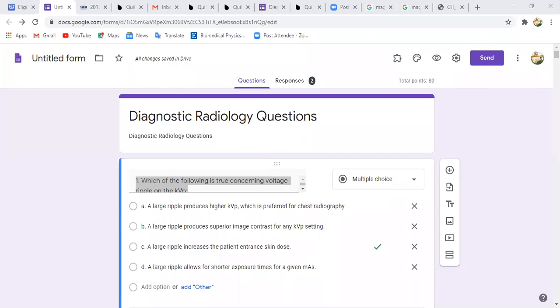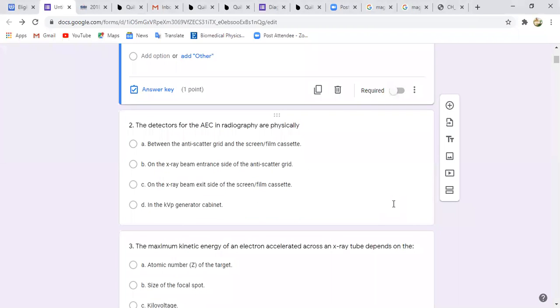So the second question: detectors in AEC are physically located in radiography.